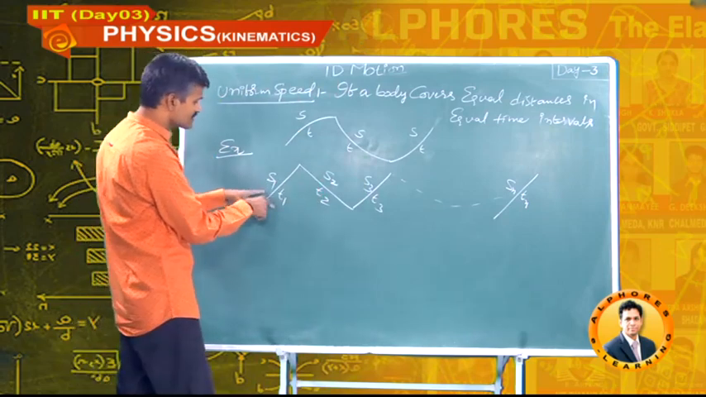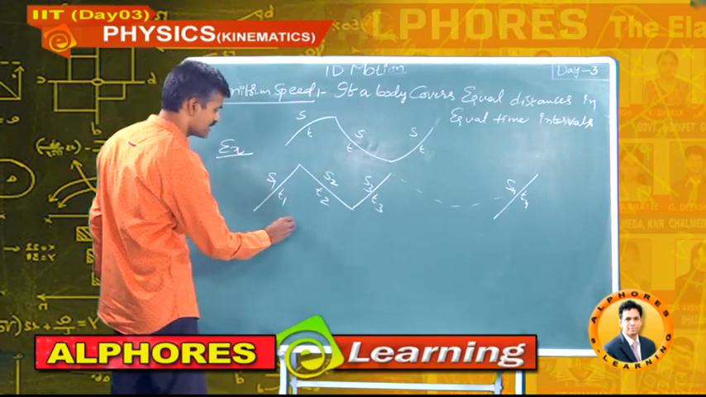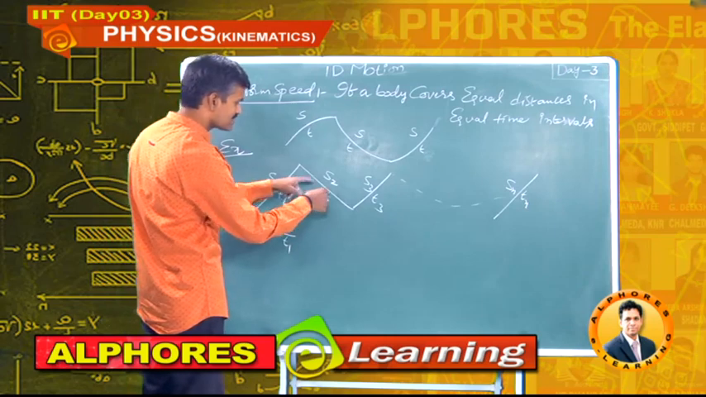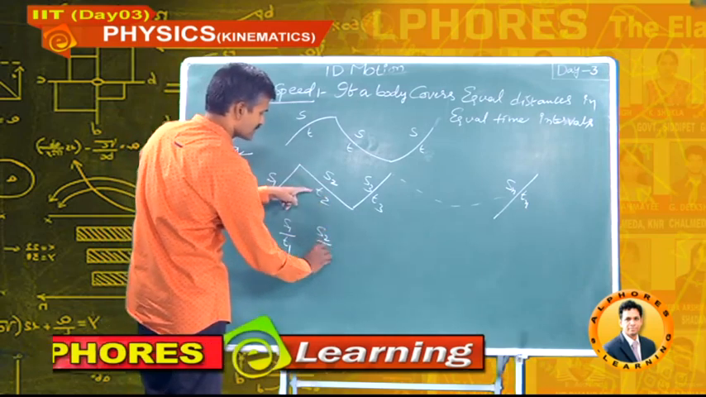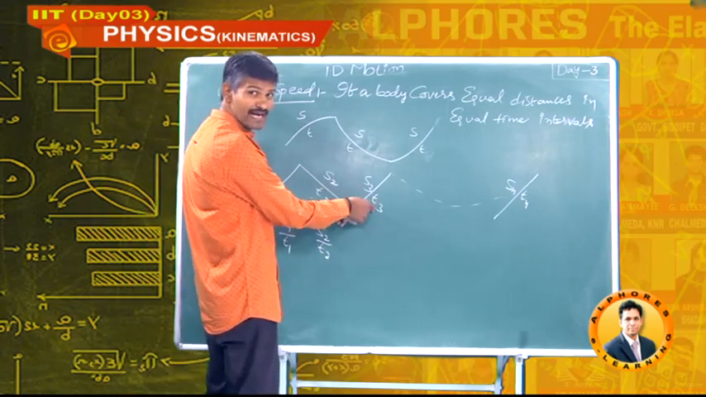Its ratio gives the speed in this interval, so it is s1 by t1. Similarly, its ratio gives the speed in this interval, so this is s2 by t2. And s3 by t3 gives the speed in this interval.